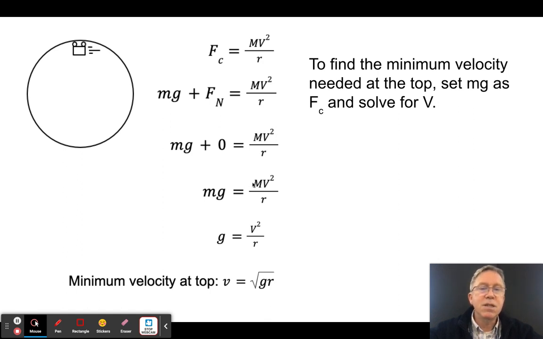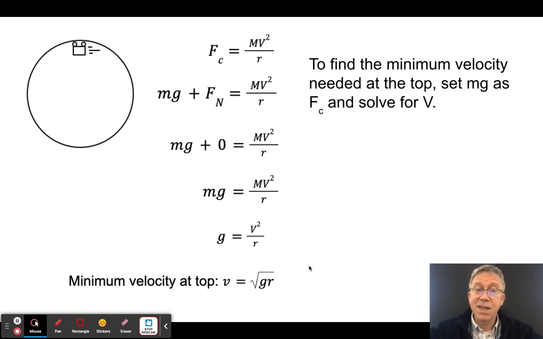I apologize that these m's look different. Let's just pretend that this is the gravitational mass, and this is the inertial mass, and they're the same thing. So they just cancel out, giving me g equals v squared over r. If I solve that for v, I get v at the top. The minimum speed at the top is always going to be equal to root gr.